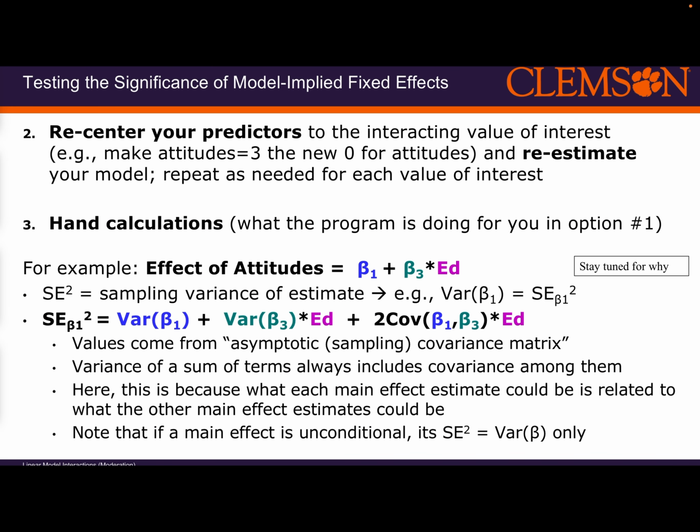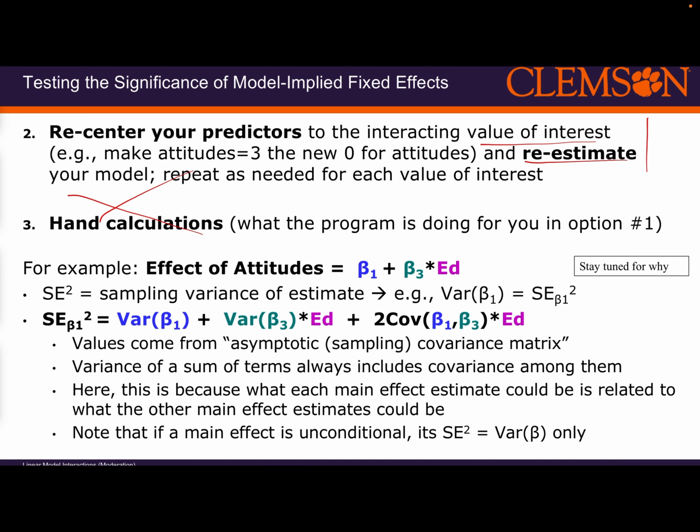We could also, for instance, recenter our predictors to the interacting value of interest and then re-estimate the model, and repeat that over and over again. The downside of that is that the more times we run or re-estimate the model, the more chances there are for some type of mistake in our code. So we don't want to do that very often. We could also do hand calculations, but that one is hard unless we do a little bit of extra work to get what we need to do the hand calculation itself.